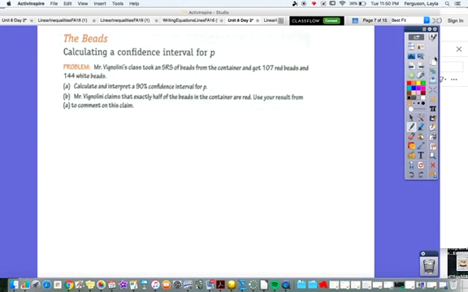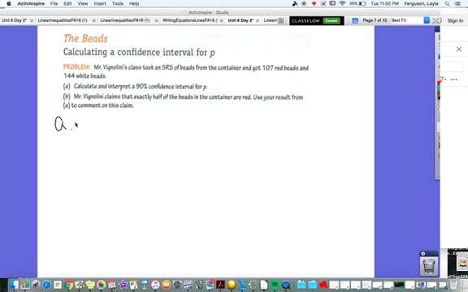All right, so going back to the beads example that we talked about earlier, we're going to calculate a confidence interval for p. So we have the class that took a simple random sample of beads from the container and got 107 red beads and 144 white beads. The first thing we're going to do is calculate and interpret a 90% confidence interval for p.